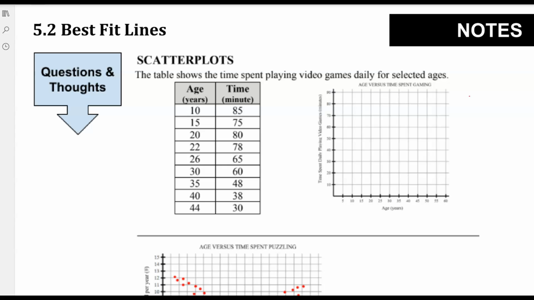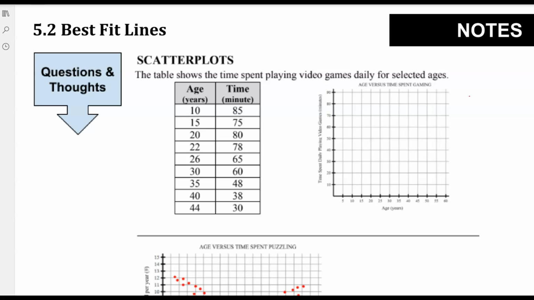In Lesson 5.2, we're going to talk about best fit lines. One of the strengths of mathematics is being able to model things that happen in real life. So in our first example, we have a table that gives us some data about the time spent playing video games daily for selected ages.